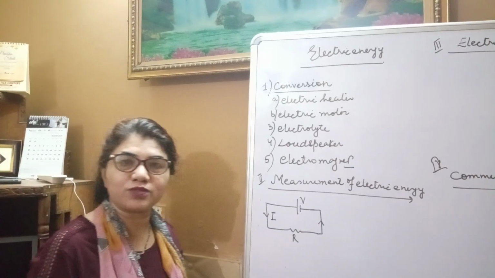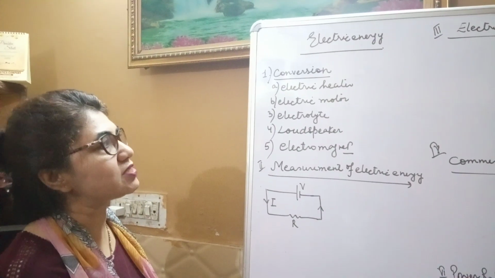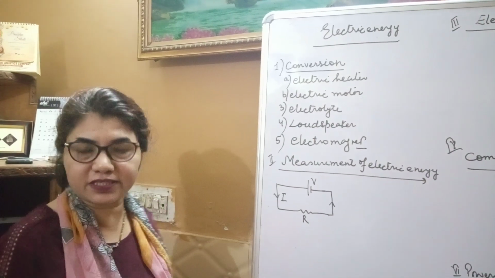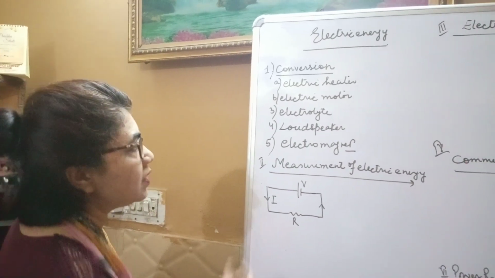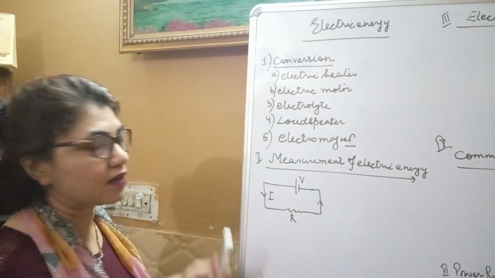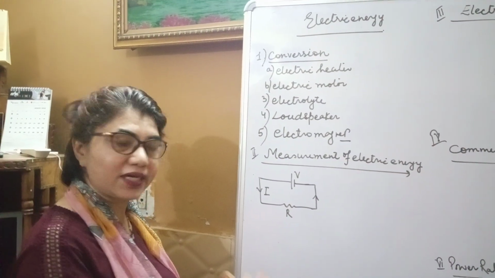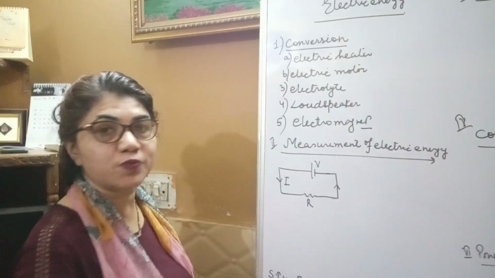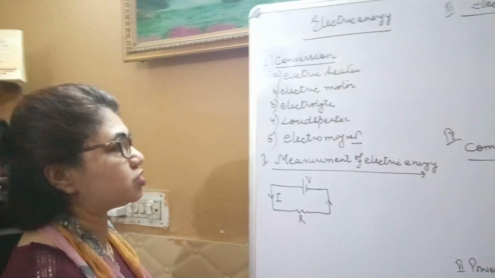In the same way, the electric motor. In an electric motor, when we supply the current, it converts electric energy into mechanical energy, especially kinetic energy. In an electrolyte, when we pass the current through the electrolyte, it converts into chemical energy. Loudspeaker: when we supply the current to the loudspeaker, it converts into sound energy.